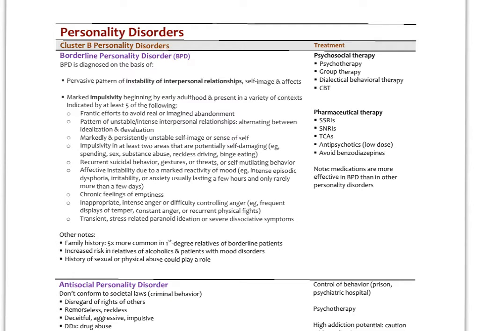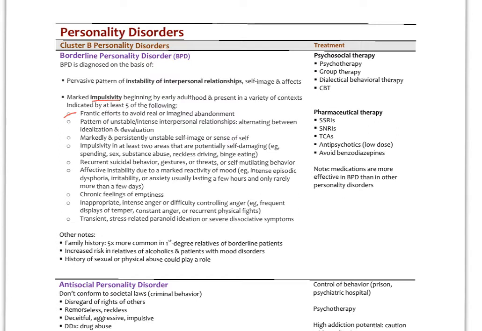The classic one here is the borderline personality disorder, BPD. And this is diagnosed on the basis of, one, a pervasive pattern of instability of interpersonal relationships, self-image and affect. So they usually have gone through lots of relationships. It's very difficult to maintain, or they're very, very fiery, almost violent kind of relationships. Marked impulsivity usually begins early in adulthood, presents in a variety of contexts, and there's at least 5 of the following. So frantic efforts to avoid real or imagined abandonment.